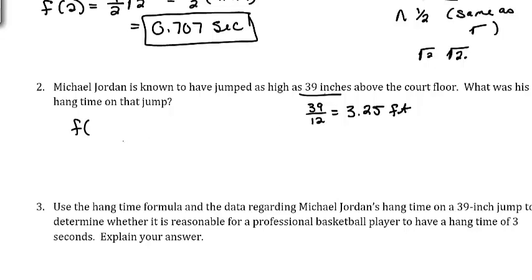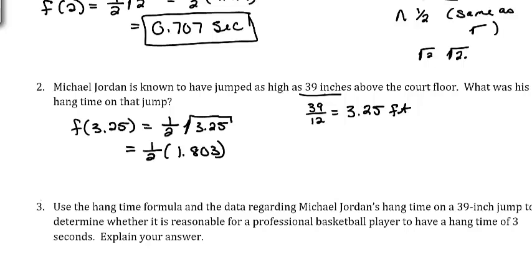Okay, so that's the same as 3 1/4 inches. So we're going to plug 3.25 into our function, and so that's going to be 1/2 times the square root of 3.25. And so we'll have 1/2 times the square root of 3.25 gives us 1.803 if I round to 3 decimal places, because it was 1.802, and then followed by a 7. So we would have to round that 2 up to a 3.